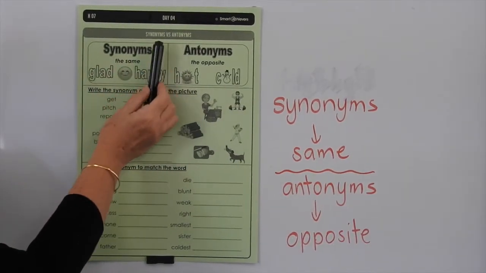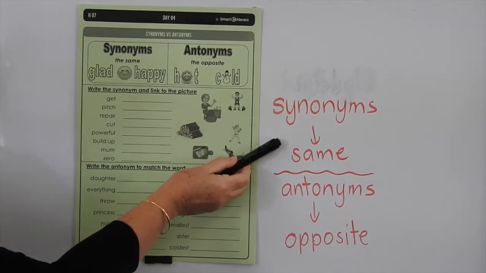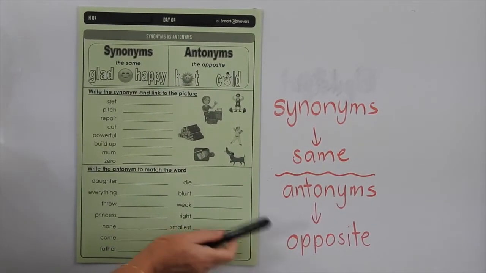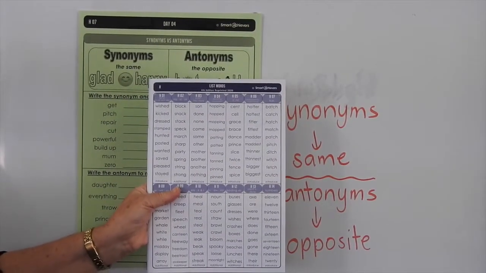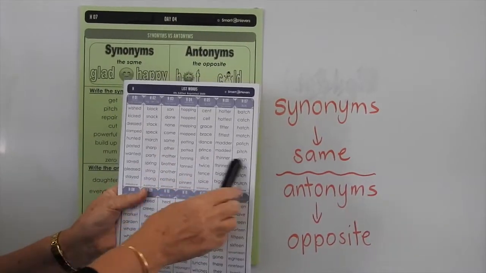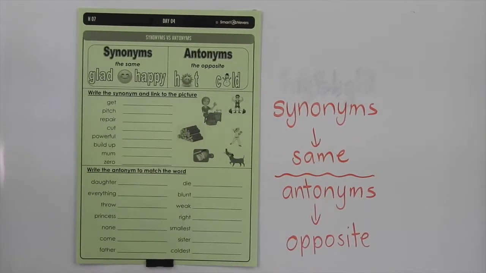H7 day 4, we're talking about synonyms and antonyms. So synonyms mean the same and antonyms, we're looking for a word that means the opposite. Now you may find this very early page in your book quite handy because most of the words are being taken from somewhere within that book, that list. So let's have a look.